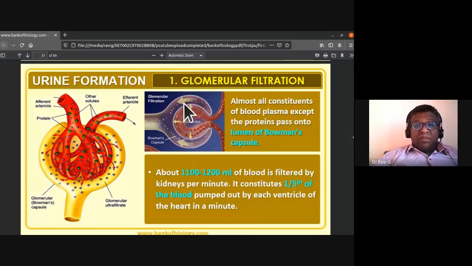So much of blood is being filtered by the kidneys. 1100 to 1200 ml of blood is filtered per minute. It constitutes one fifth, that is one part of five. If you divide the blood into five parts, it is almost 1 liter out of 5 liters pumped out by each ventricle of the heart in a minute. So much filtration is taking place within the glomerulus and the Bowman's capsule. All the constituents of blood plasma, except the proteins, pass into the lumen of Bowman's capsule.